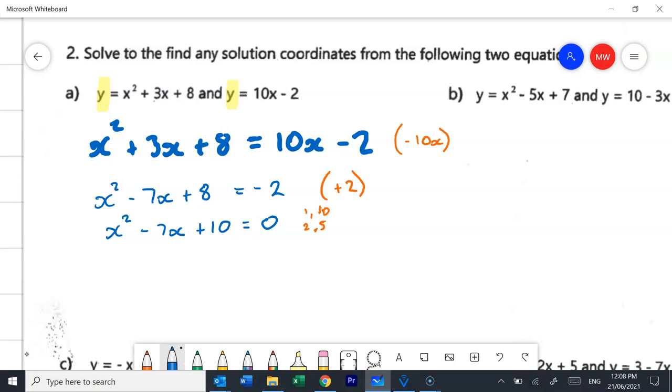Now, when I go to write this out, I know it's going to be x something times x something. I'm having a little look at this symbol here. It's positive. If it's positive, that means that both symbols inside the brackets are going to be the same. So I go and look at this, and this tells me that they're both going to be negative. So I can fill that in. And minus 2 minus 5 makes minus 7. So I'm going to write that in. So that means that I've solved for x. X is 2 or 5.